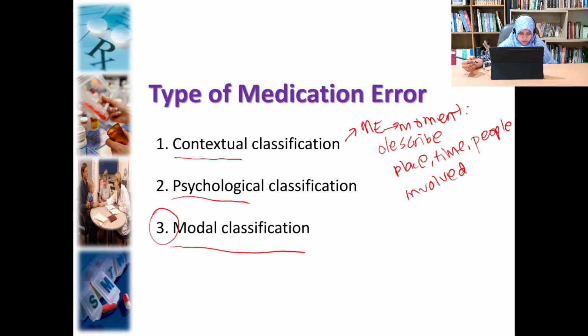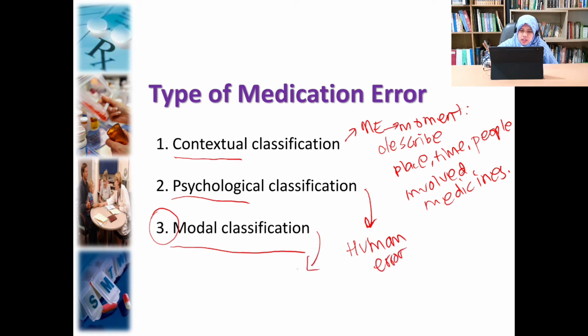People involved, and also the medicines that affect the medication errors. The second one is the classification that focuses on the human resource, or human error. And the model classification is focused on the process. What is the step that can affect a patient getting a medication error? So these are the differences between the three types of medication error, and usually we use model classification for assessing medication error.